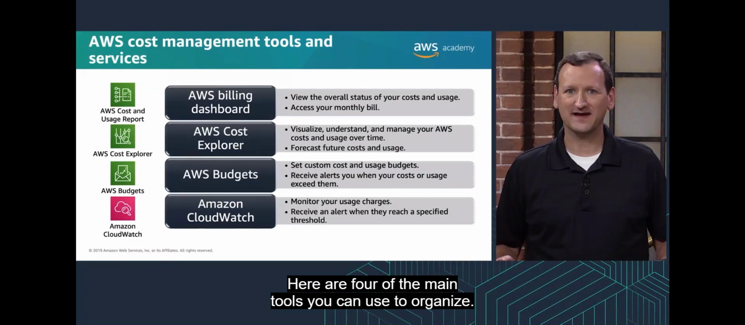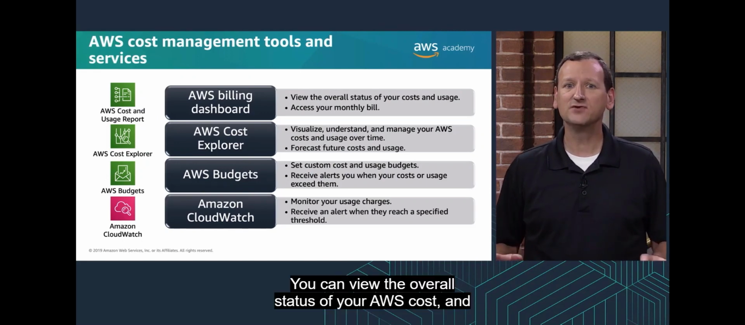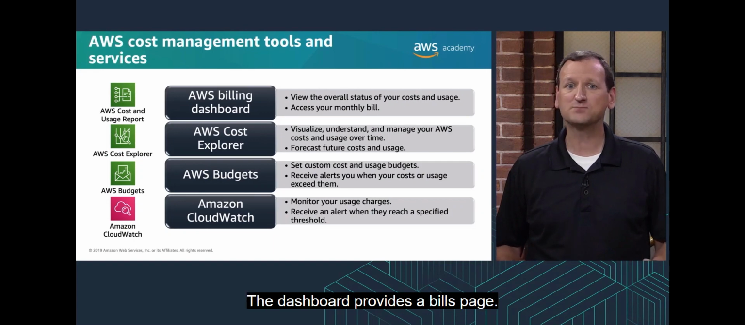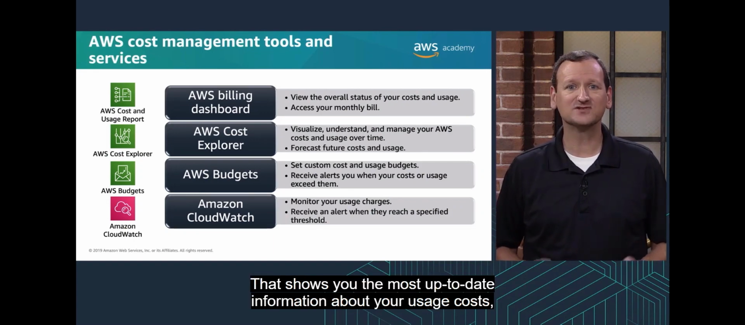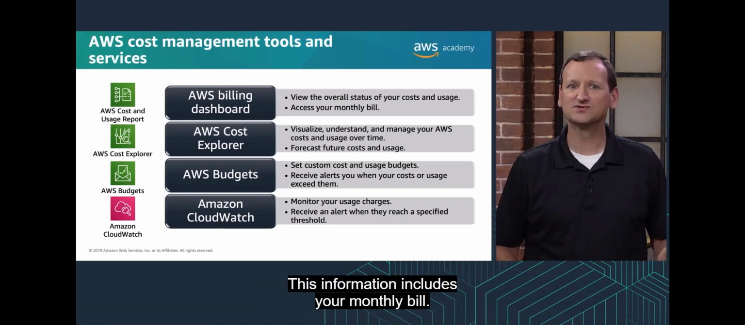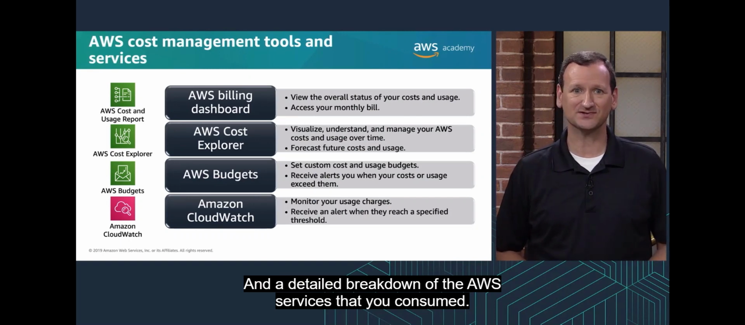Here are 4 of the main tools you can use to organize, understand, control, and optimize your AWS costs and usage. You can view the overall status of your AWS costs and usage in the AWS Billing Dashboard. The dashboard provides a Bills page that shows you the most up-to-date information about your costs and usage. This information includes your monthly bill and a detailed breakdown of the AWS services that you consumed.